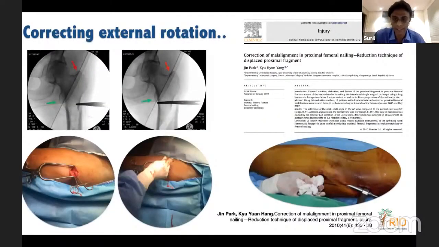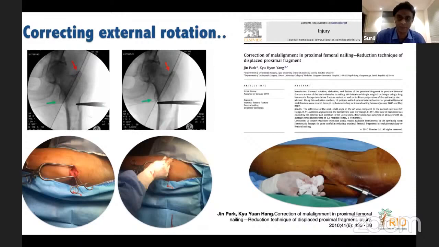This is an interesting technique, a very simple one as well, from Korea. These authors describe a simple surface technique where you can correct external rotation of the proximal fragment. What they do is use an artery clamp, go through the vastus, and then slide the artery clamp over the proximal femoral fragment anteriorly, and then lever it into internal rotation. The artery clamp uses the muscle attachments on the lateral side to bring internal rotation of the proximal fragment that is externally rotated.